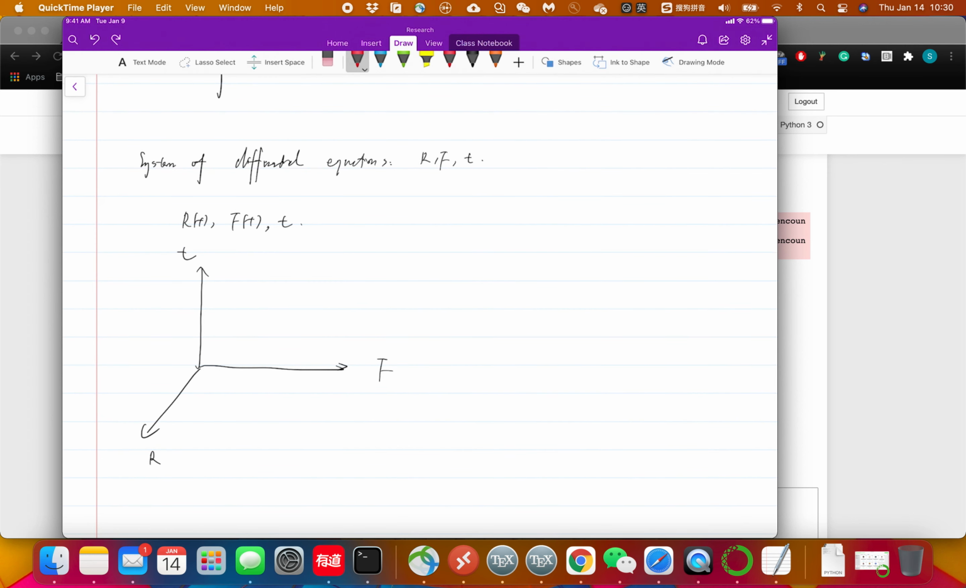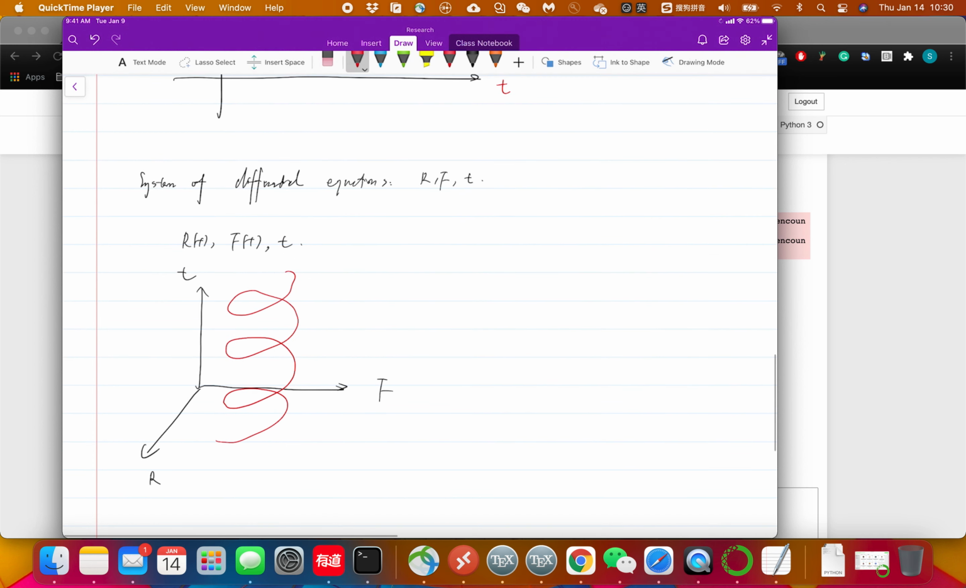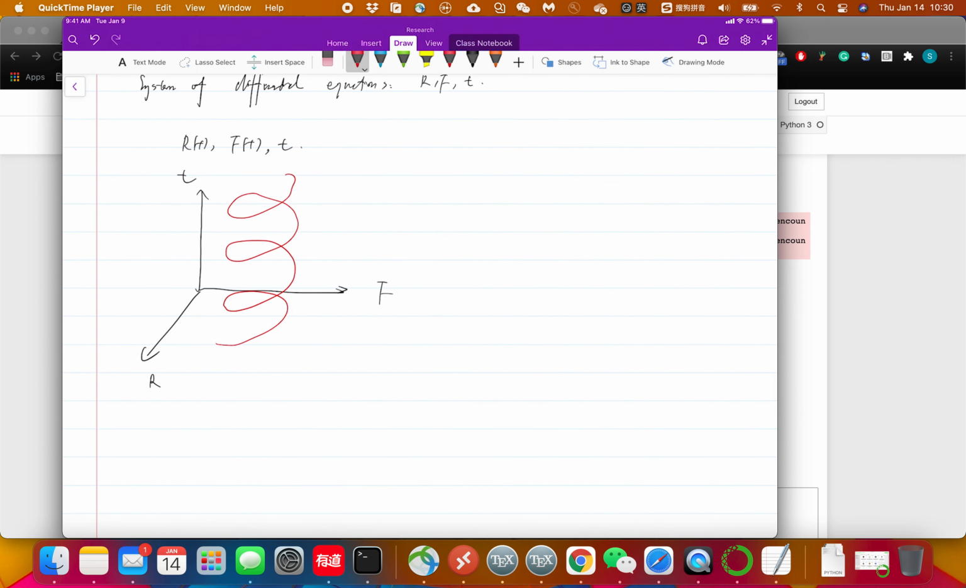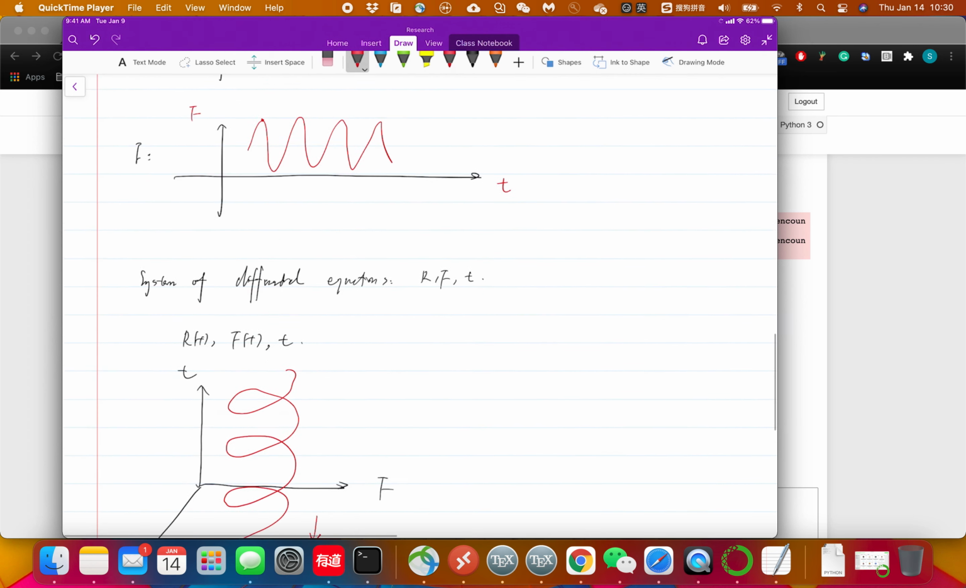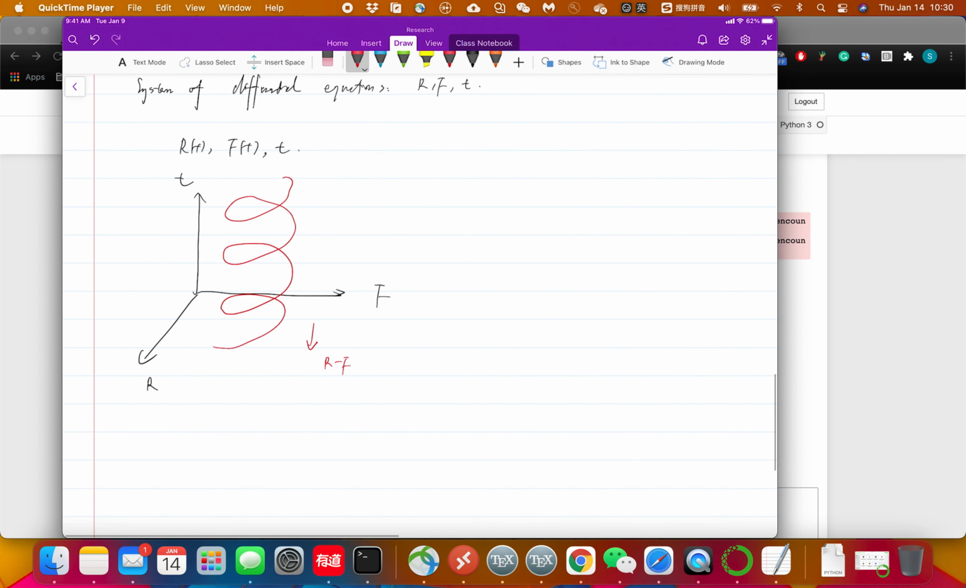I will try my best to draw it pretty. Then what is your R-F direction field? This is nothing but the projection of the whole curve onto this R-F plane. That's your direction field. And the two solutions I drew here are nothing but the projection on this t-F plane and the projection on this t-R plane. So basically, these three graphs are equivalent to each other. They're equally important because they're just projecting the same curve onto different planes.